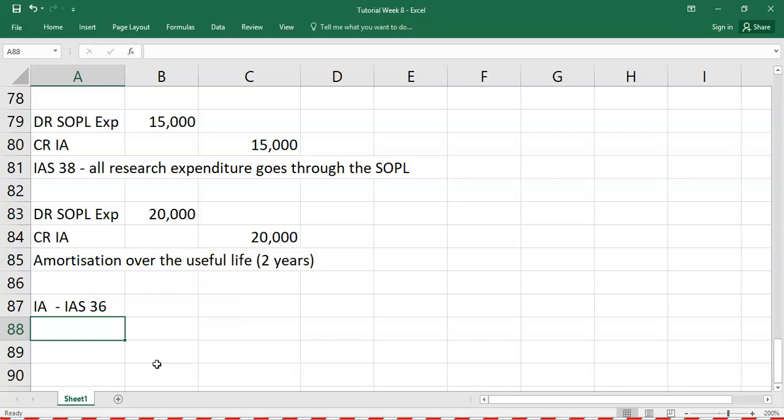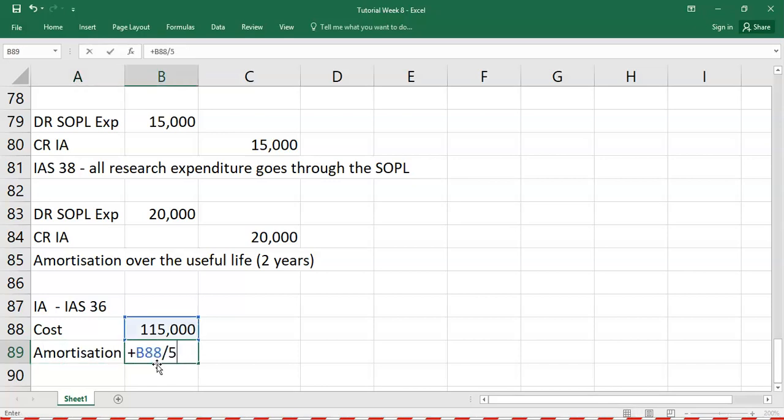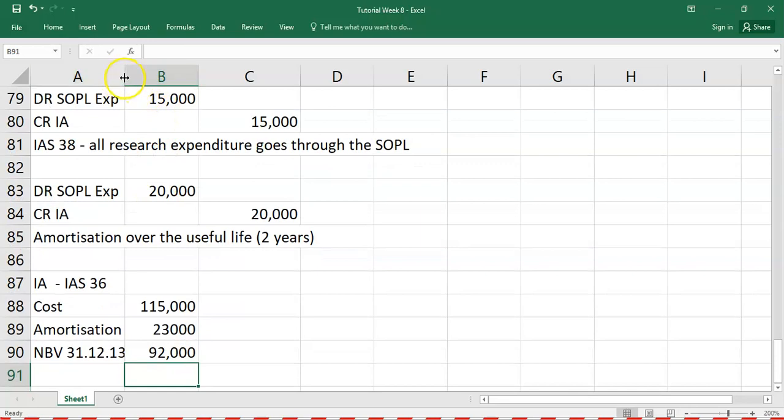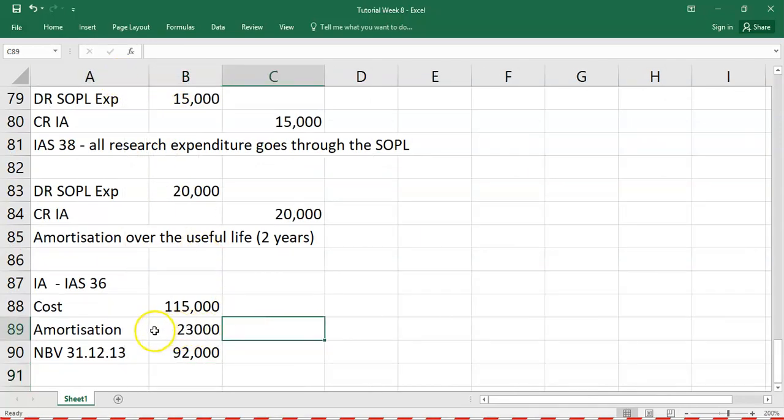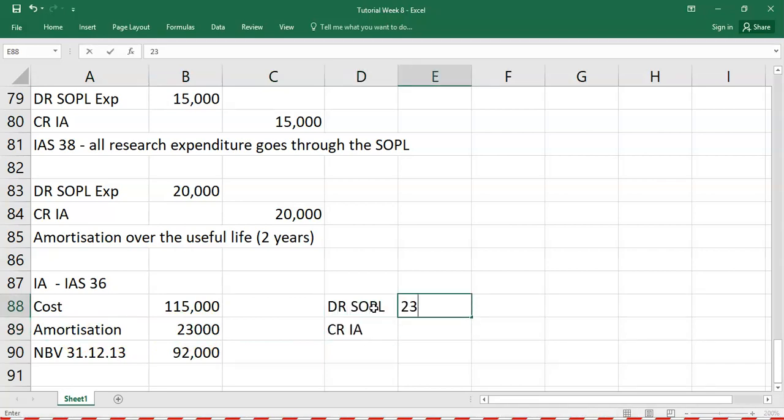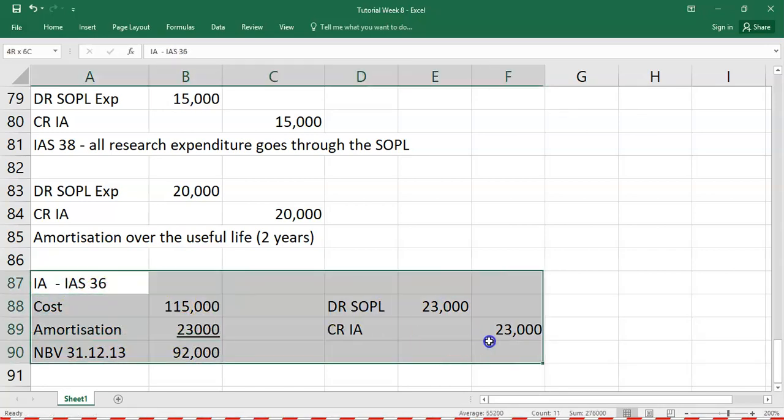So is it impaired? So what we're looking at here is, we're looking at the cost was 115,000, and your amortization for 1 year will be 23. So the net book value at the 31st of December 2013 is going to be 92,000. That's an important point. And that journal entry for the amortization would have been debit SOPL, credit intangible assets, 23,000. You could say there credit accumulated amortization if you wanted to. All right. That's the first element. So you now have to test for impairment at the end of the year.